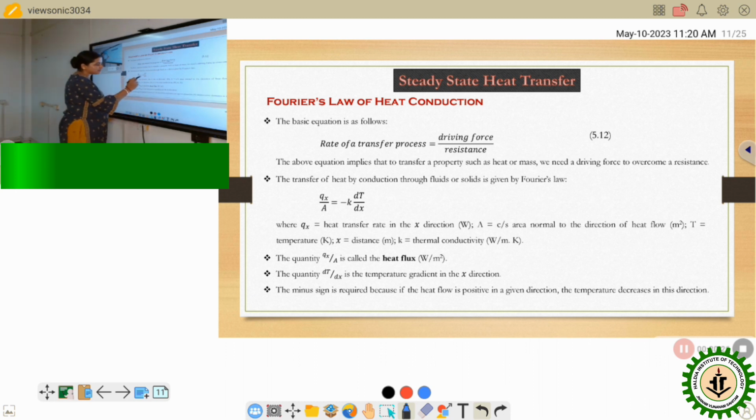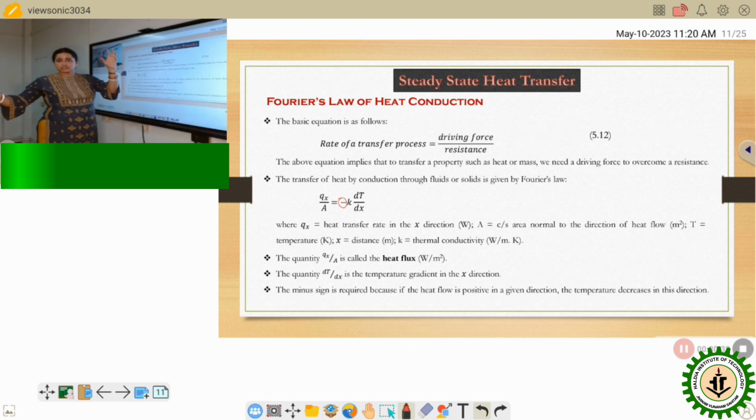So why am I giving the minus sign here? I am giving it because when heat is flowing naturally, the temperature gradient gradually decreases, meaning heat is flowing from the higher temperature zone to the lower temperature zone. If this continues, gradually both regions will be at the same temperature. And temperature also decreases in the direction of the heat flow. So that is why the minus sign is given here.